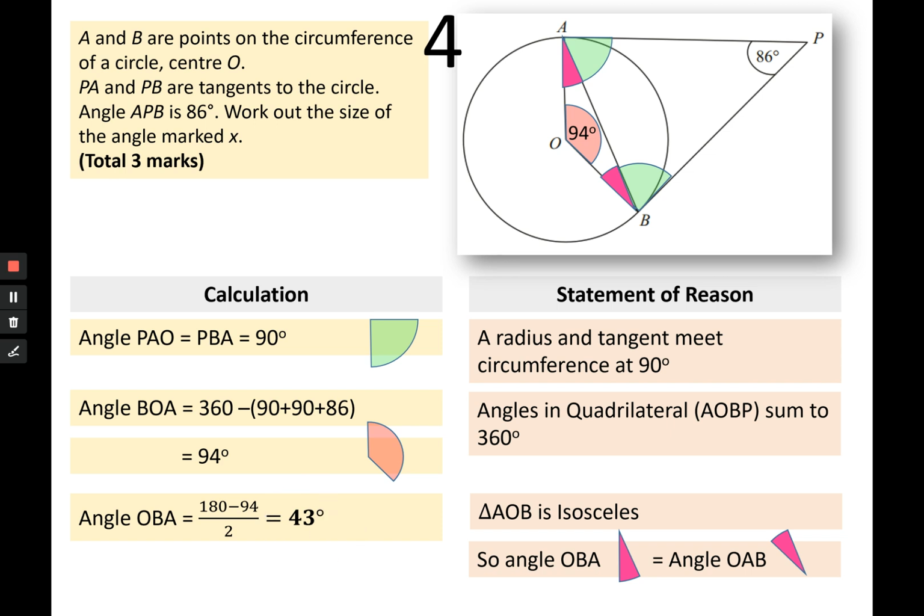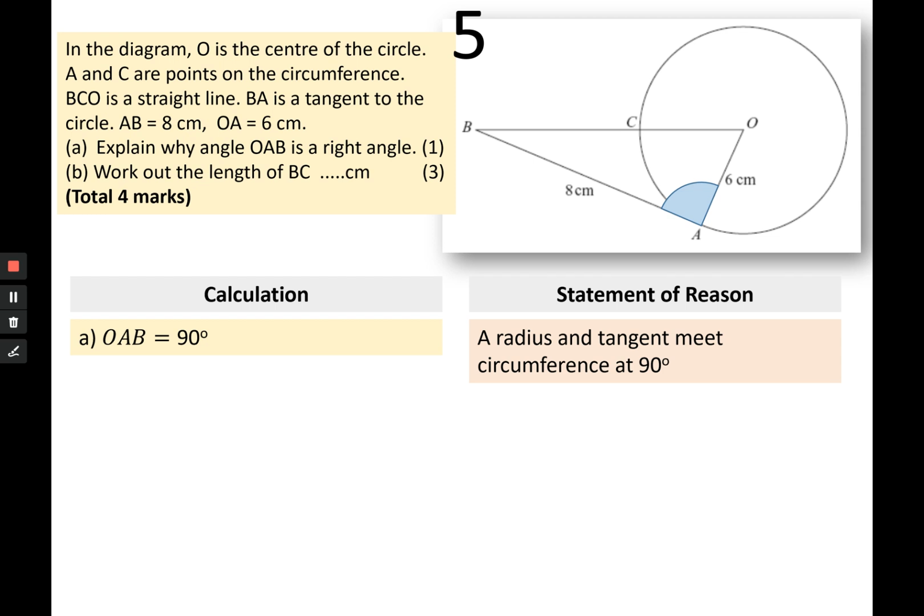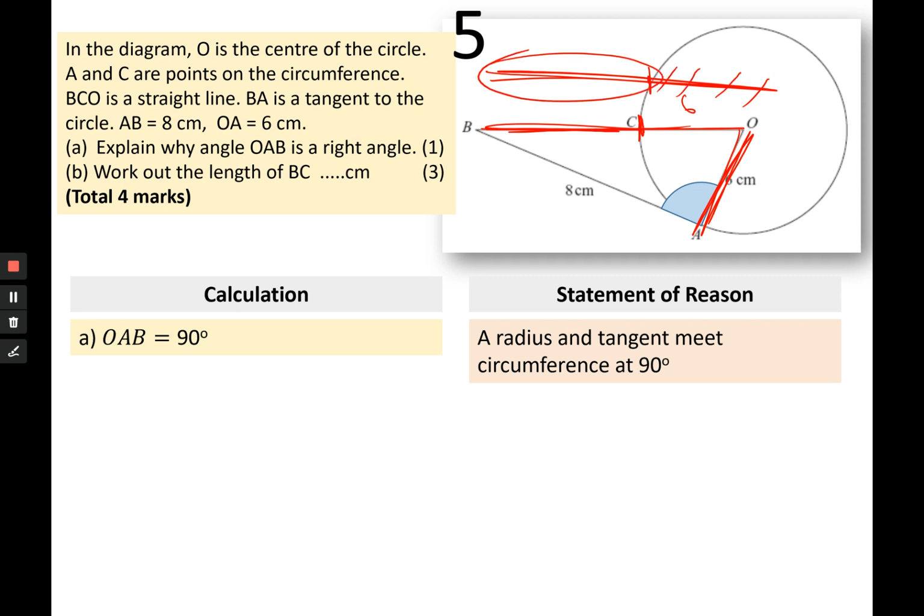3 marks. Question 5, pause the video, have a go. Okay, calculation. First one is fairly straightforward. You know this is a radii and a tangent. Next bit. Now, we're looking for the length of BC. And we know we have a right angle triangle. So we know that this is 6. Well, that means that this must also be 6. So if we find the full length and then take away 6, we're left with the length that we want.